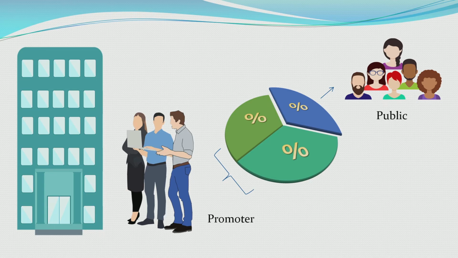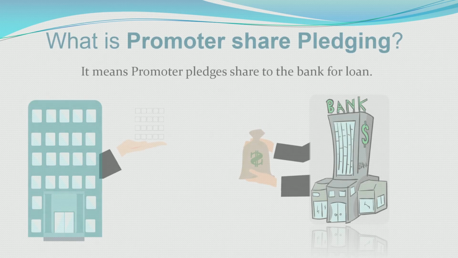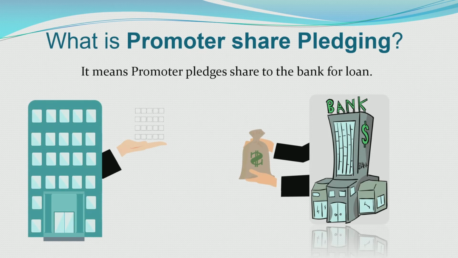When promoters start selling their shares, one should avoid buying shares of such a company because the promoter itself does not trust whether their company is going to give profit in future or not. Therefore, share price falls. What is promoter share pledging? It means the promoter pledges shares to the bank for a loan. While buying shares of a company, one should check what percentage of the promoter shareholding is pledged.